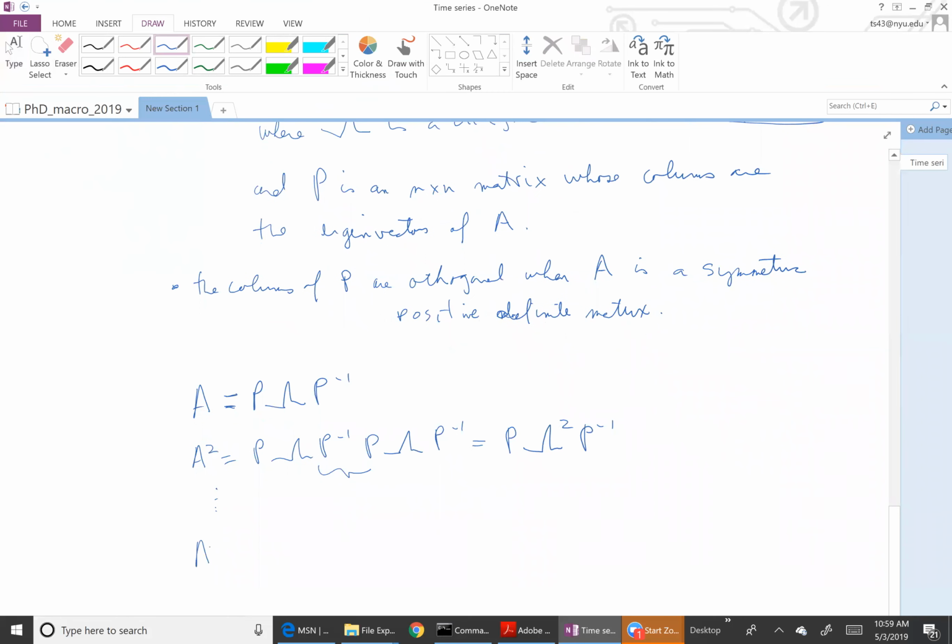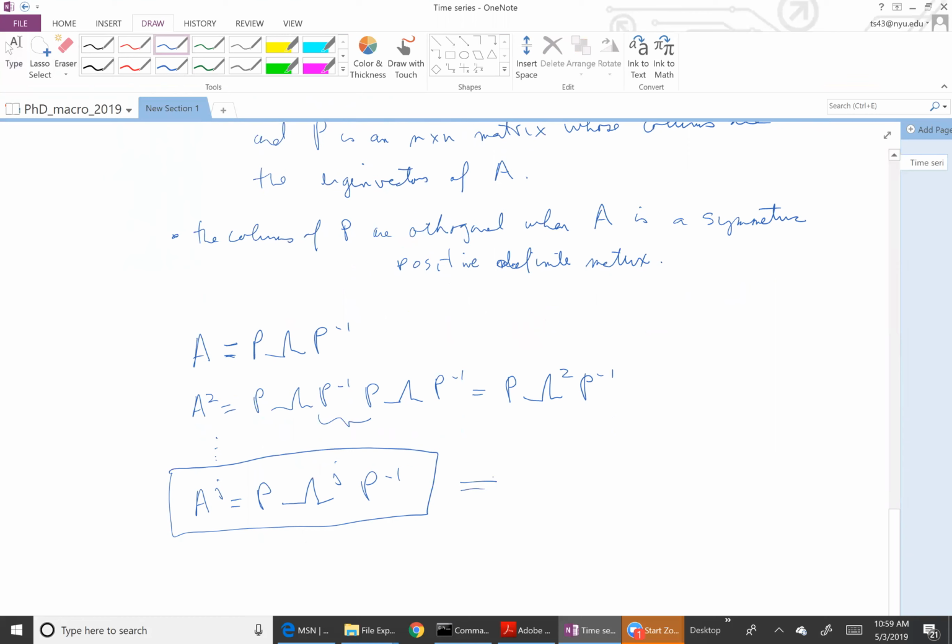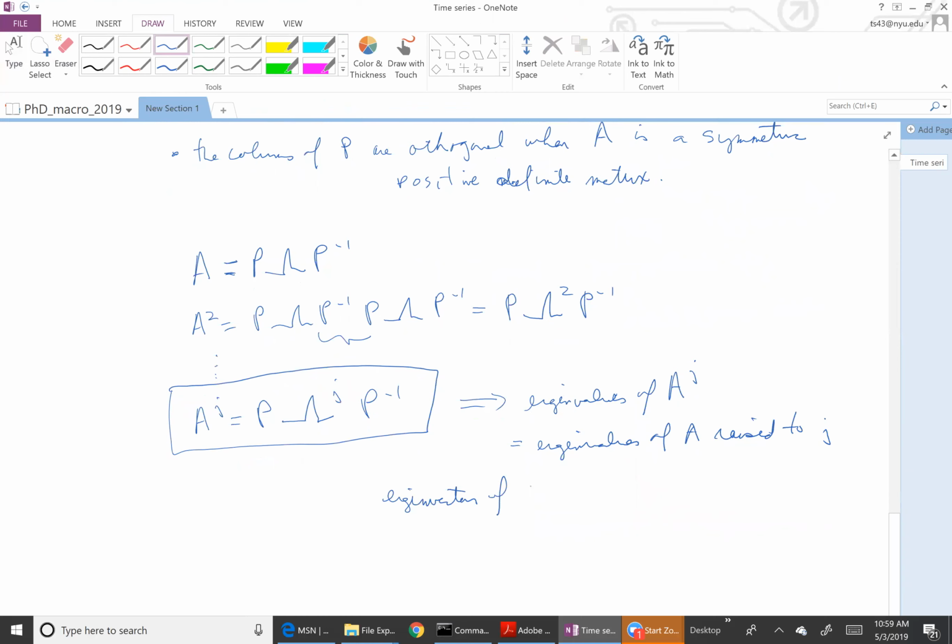And if you iterate this, you'll find that A to the J is equal to P lambda to the J P inverse. This is a very convenient formula because it shows how raising A to a power works. What this equation tells you is that the eigenvalues of A to the J equal the eigenvalues of A raised to the Jth power. This also tells you the eigenvectors of A to the J equal the eigenvectors of A. And those are properties that will remind you from linear algebra, and they're going to be very useful for us.